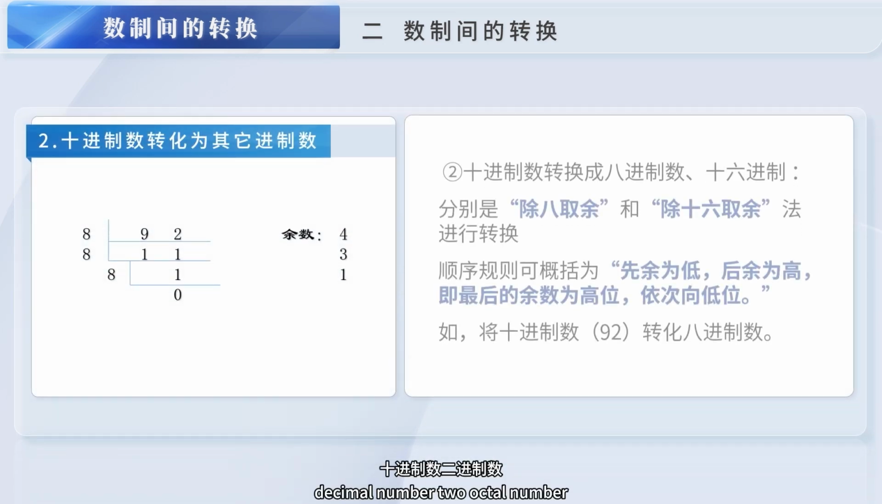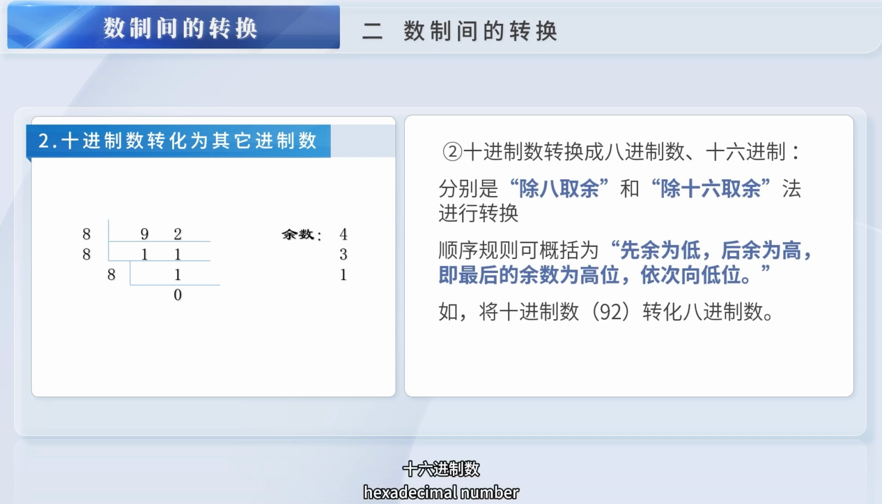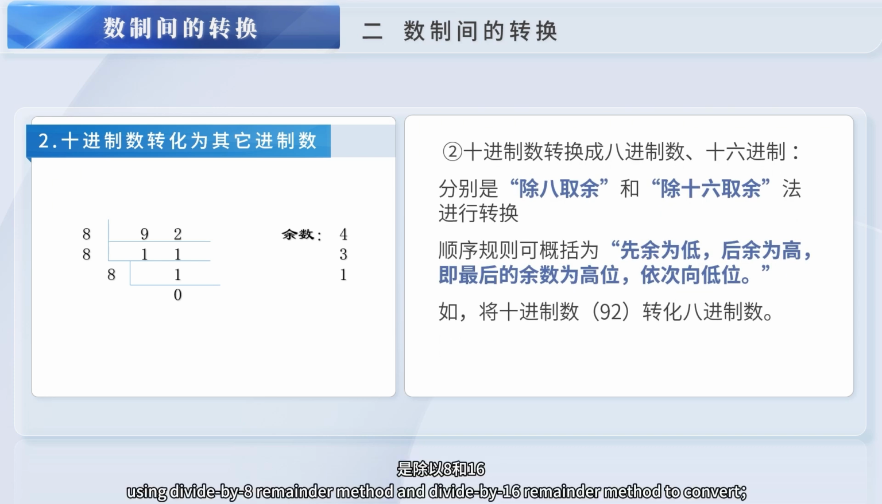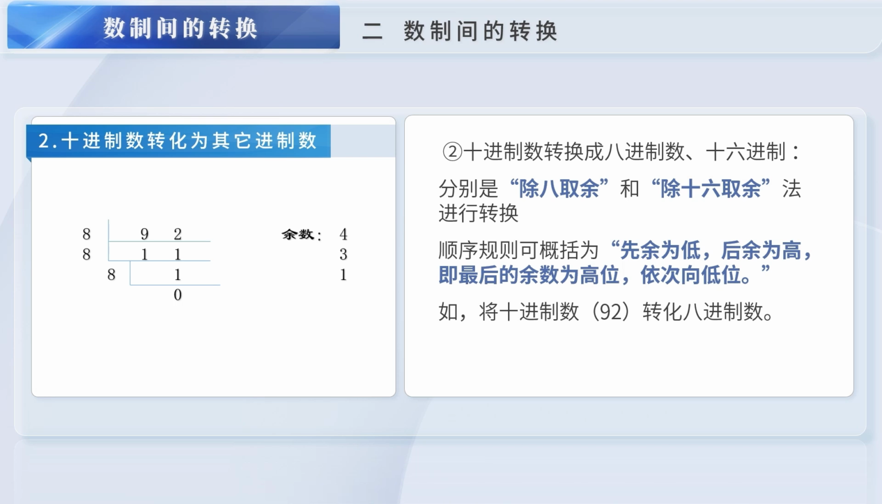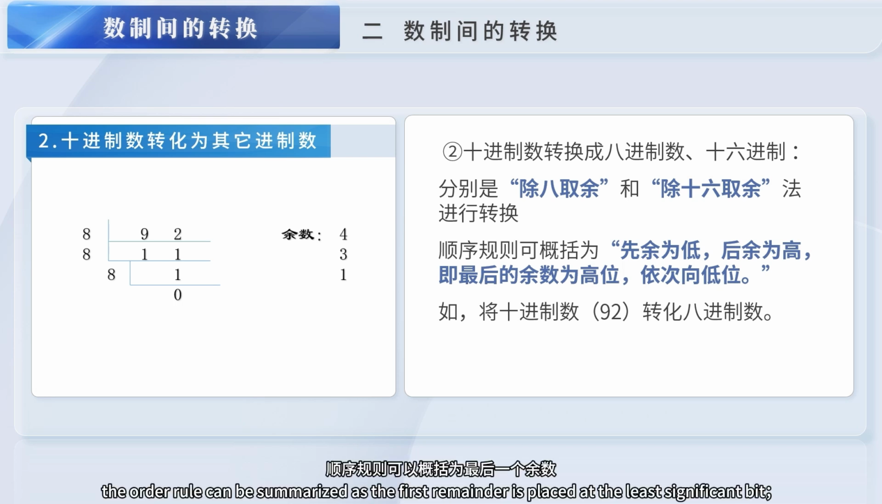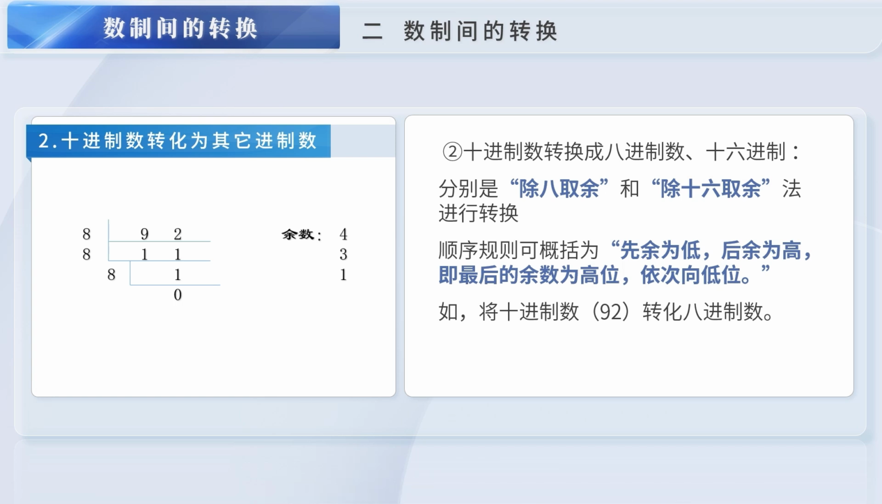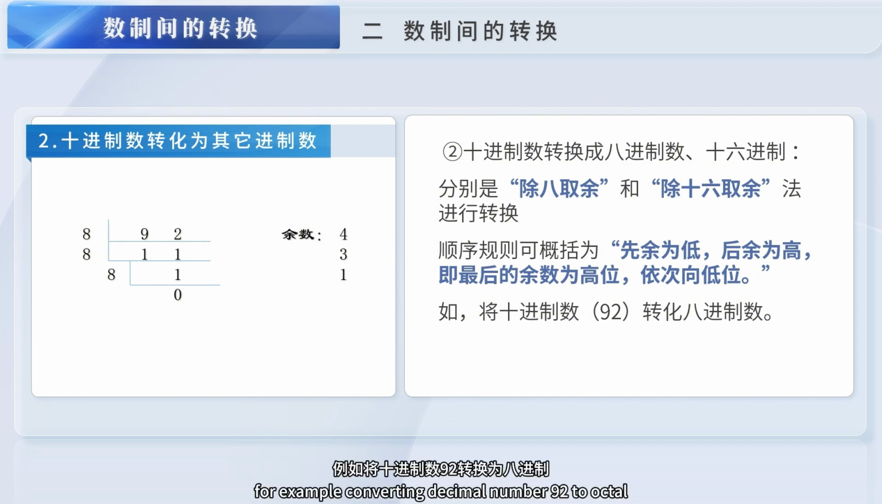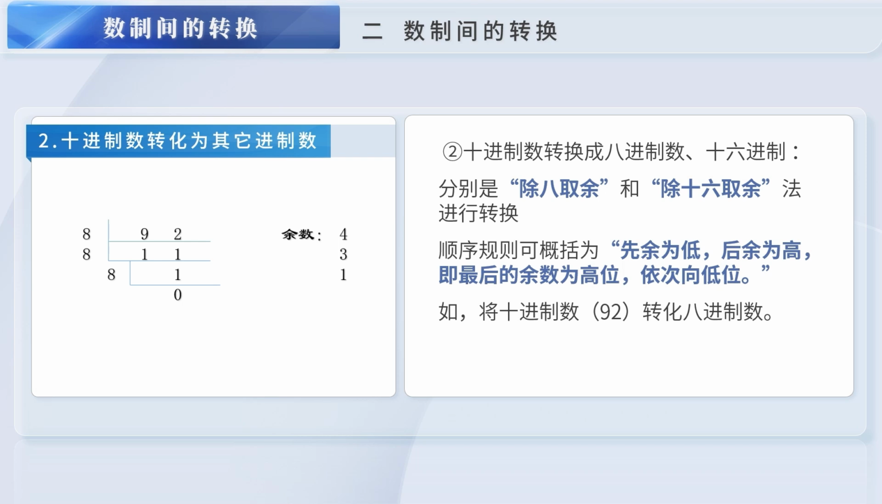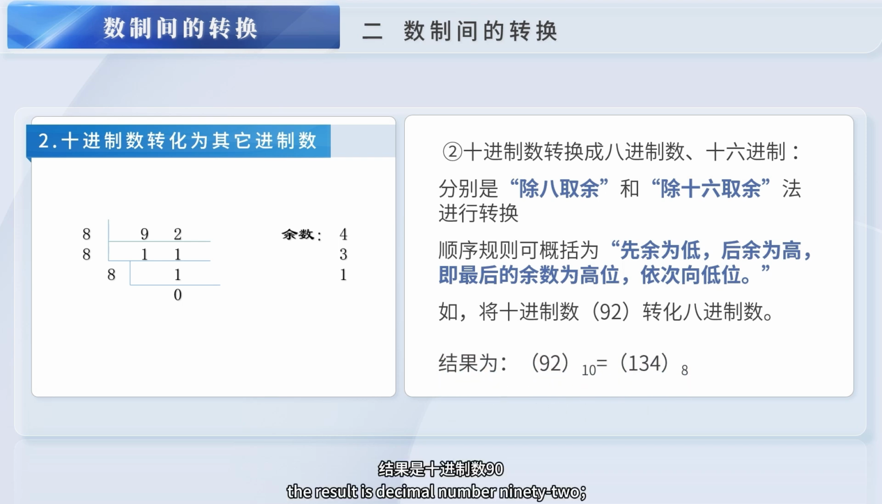2. Decimal number to octal number and hexadecimal number. Use the divide by 8 remainder method and the divide by 16 remainder method to convert. The order rule can be summarized as the first remainder is placed at the least significant bit. The last remainder is the high bit. For example, converting decimal number 92 to octal, the result is decimal number 92 is equal to octal number 134.